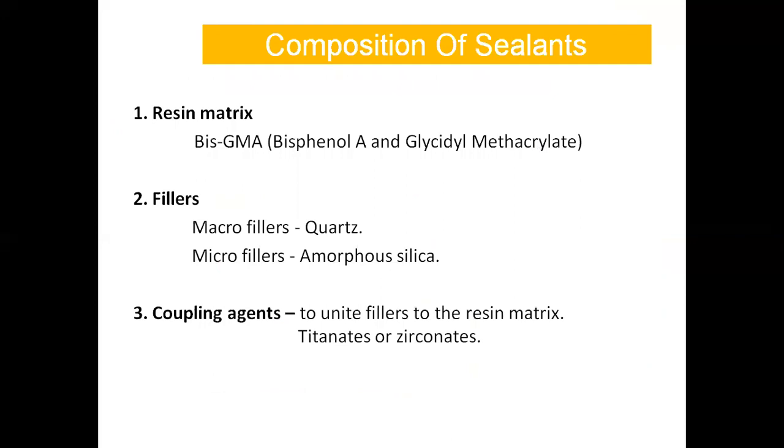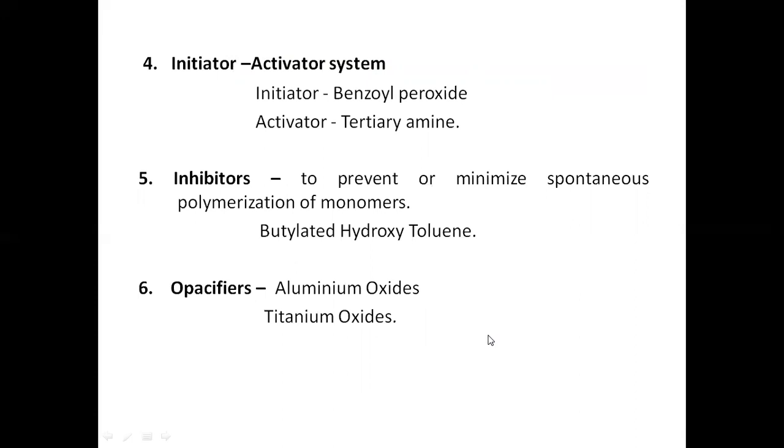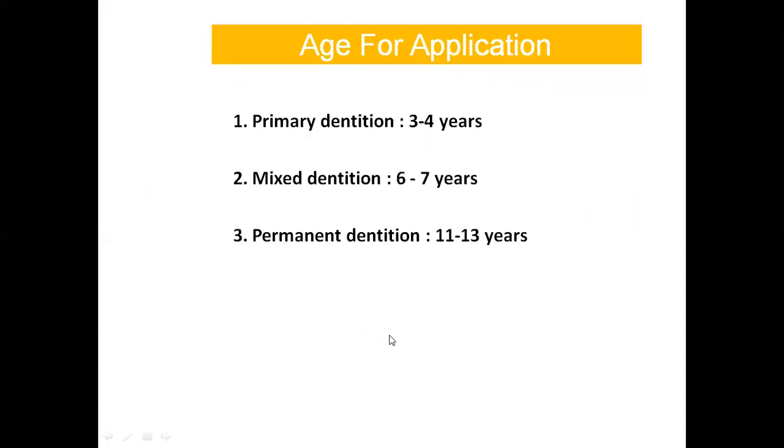Then the basic composition of sealants which are now available. It is mainly composed of a resin matrix of bis-GMA. Fillers are micro and macro; macro is quartz, and micro is amorphous silica. A coupling agent to unite the resin matrix to the filler, generally used are titanates and zirconates. Then it has an initiator and activator system. Initiator is benzoyl peroxide and activator is tertiary amine. Inhibitors like butylated hydroxytoluene minimize the spontaneous polymerization of monomers. And opacifiers we use are aluminum oxides and titanium oxides.